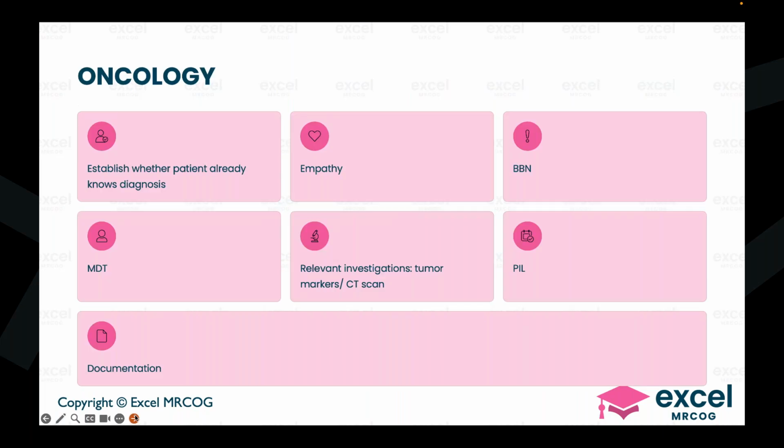Onco. Ask whether the patient already knows the diagnosis. Empathy. Breaking bad news is very important, again, just like IUFD. And another important mistake made by students. A lot of students say that there is a cyst in the ovary, there are suspicious features, and I'm afraid it appears to be sinister. That's it. Sinister is said.